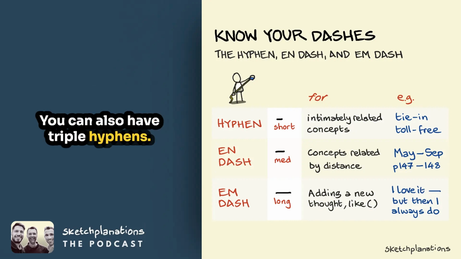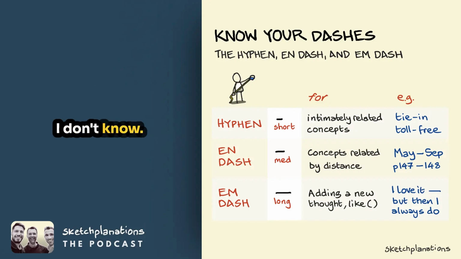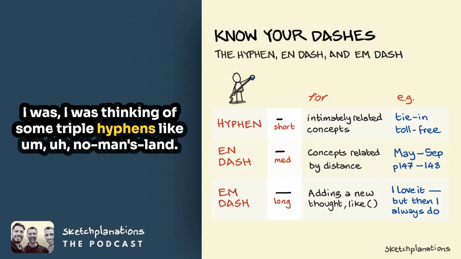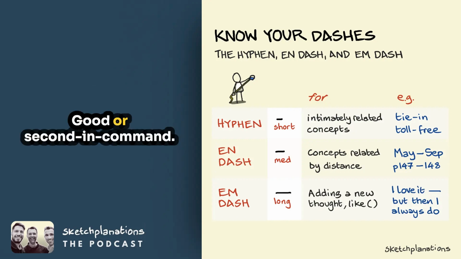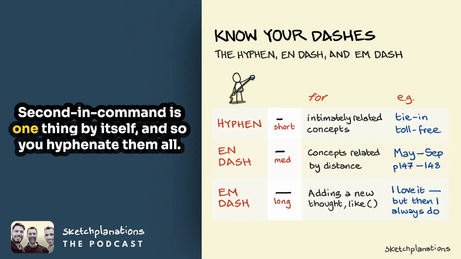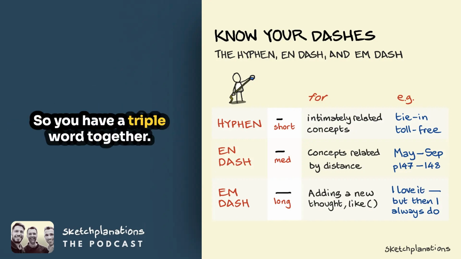You can also have triple hyphens. You probably can have quadruples, I don't know. I was thinking of some triple hyphens like no-man's-land. Good. Or second-in-command. Oh, that's lovely. Second in command is one thing by itself. And so you hyphenate them all. You have two hyphens, yeah. So you have a triple word together.